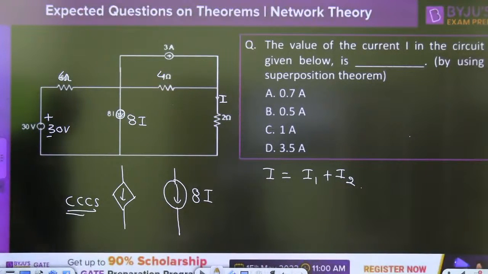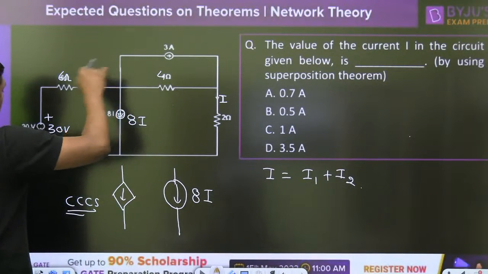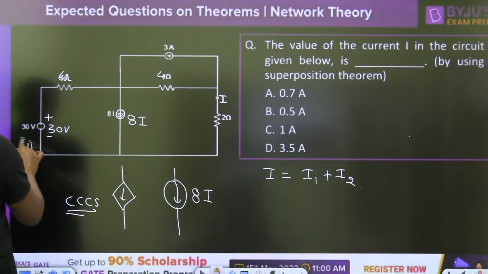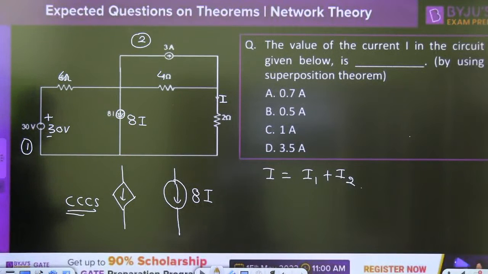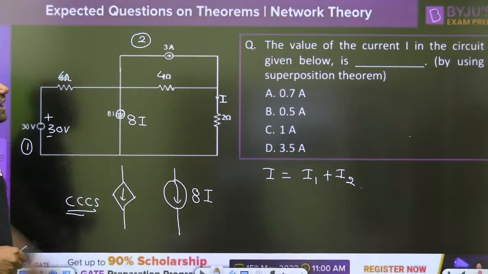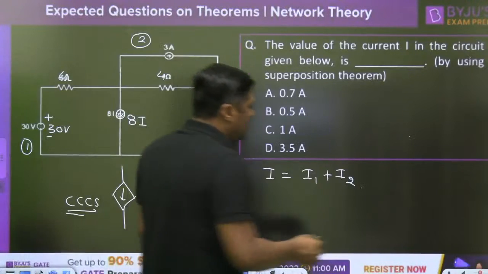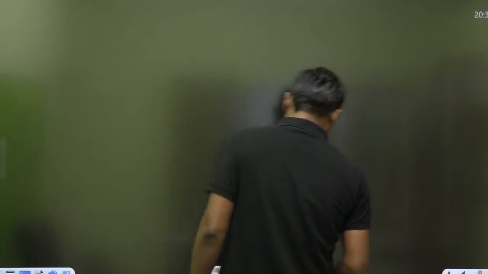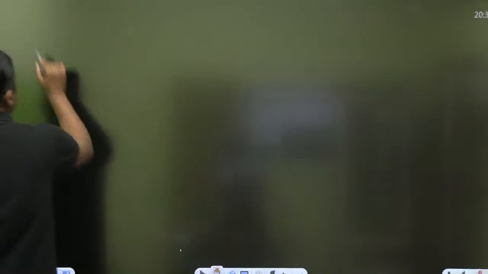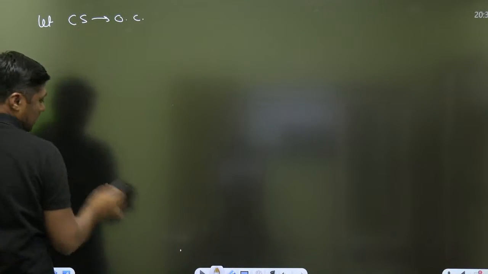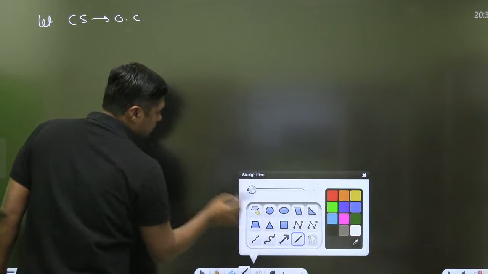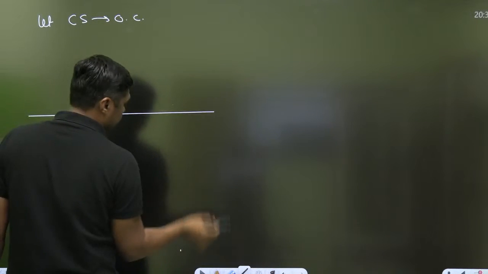So how to find it? Always remember, in case of superposition theorem, there are two batteries. One is the 3 ampere battery, another one is the 30 volt battery. Let this be the first one, this the second one. So when I am considering the first one, then the second, this current source will act as open circuit. What will be the diagram here? Current source tends to open circuit. This diagram will become a very simple question.